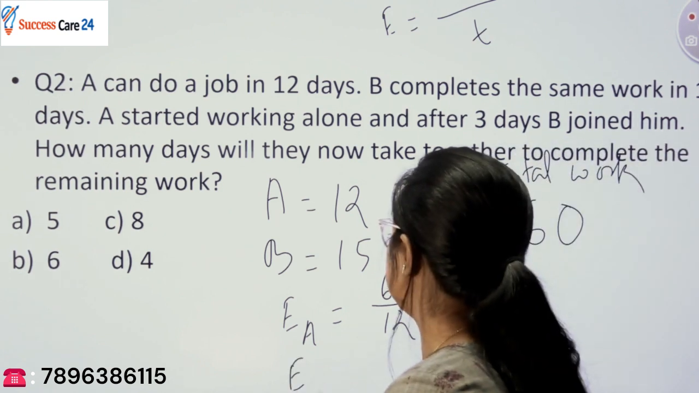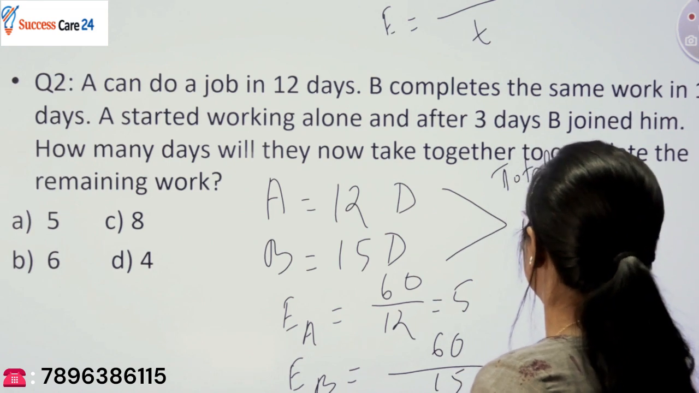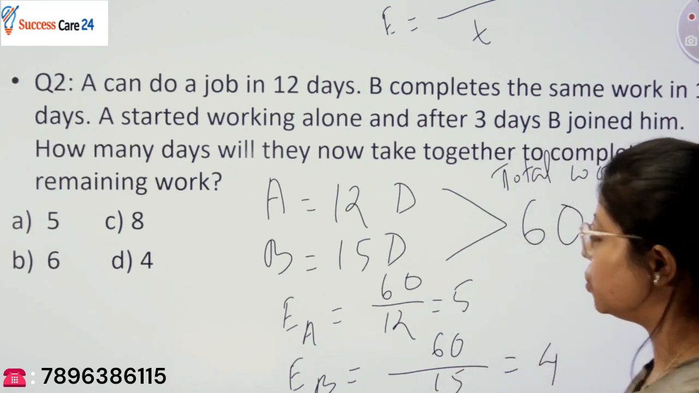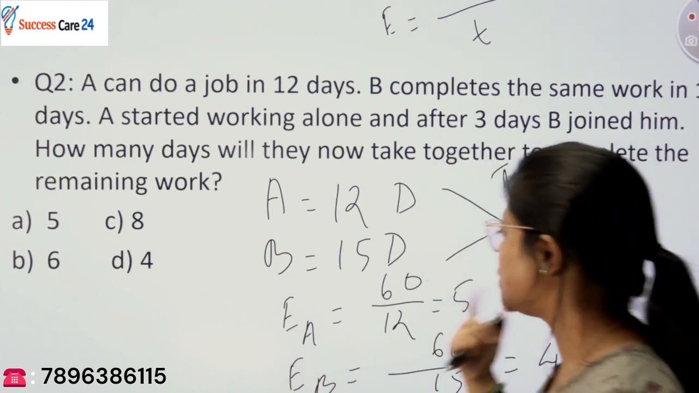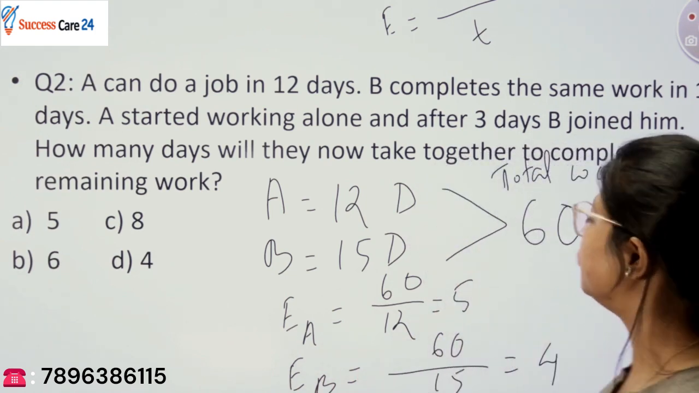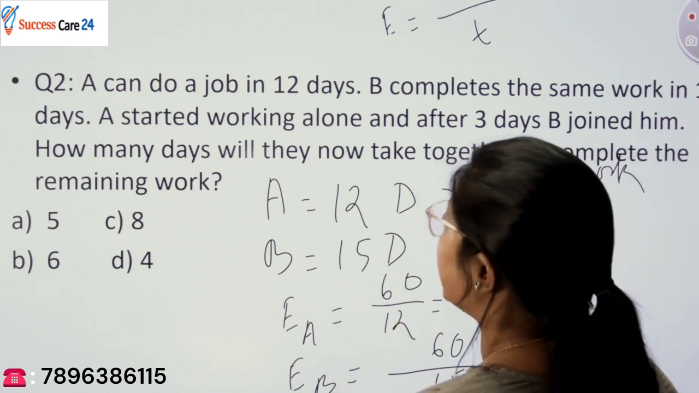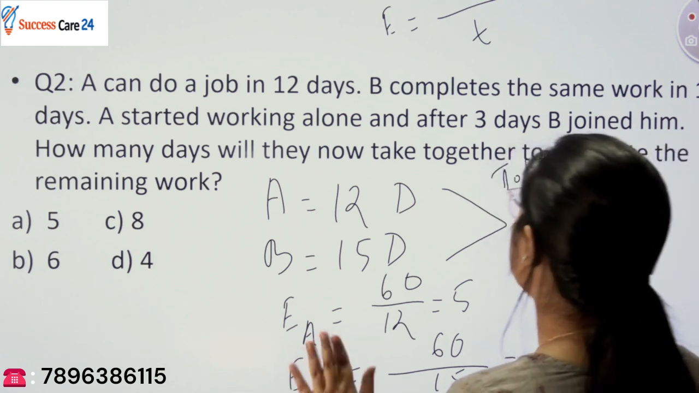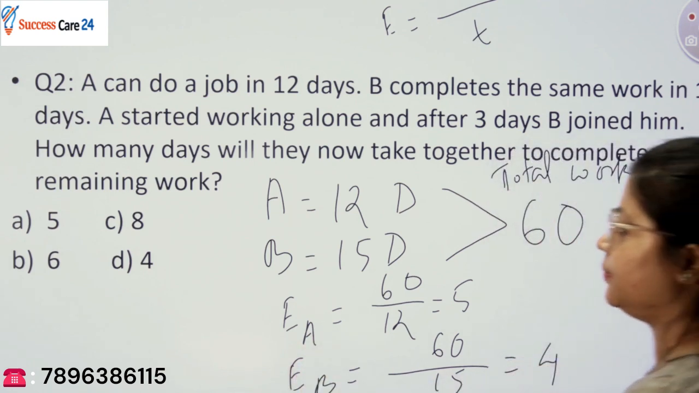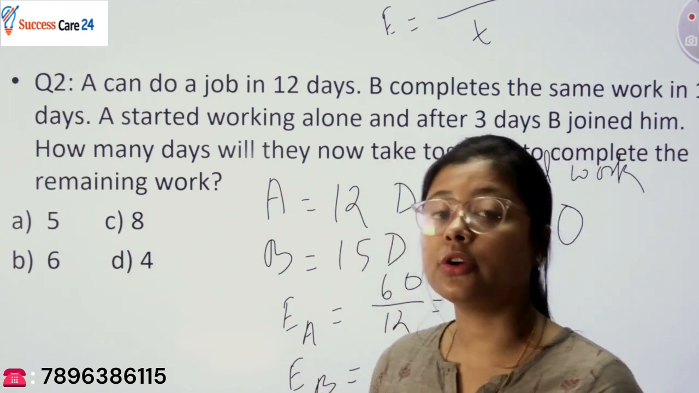And the efficiency of B would be 60 by 15. It would give you 4. Okay. So we get the individual efficiencies of A and B. The individual efficiencies of A and B are 5 and 4 respectively. Now what are you asked to do? You are given that A started working alone. Okay. So A started the work, and after 3 days B joined. A has already started the work and did this work for 3 days.